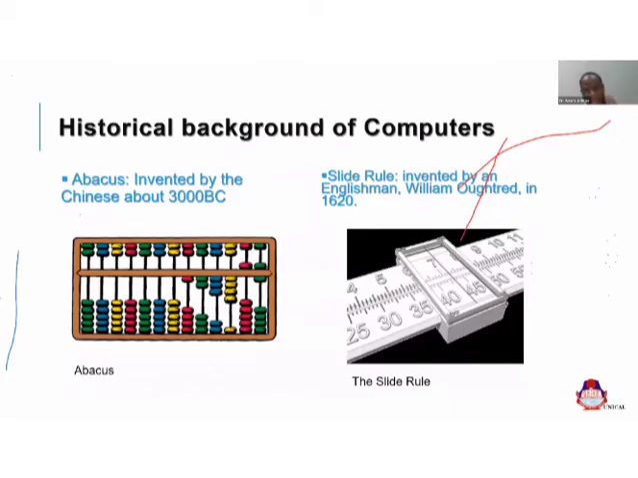So now, the next thing we need to look at is the historical background surrounding computer technology. You see, until we are able to identify where we were in computing and calculations, we will not be able to appreciate where we are and where we are headed.